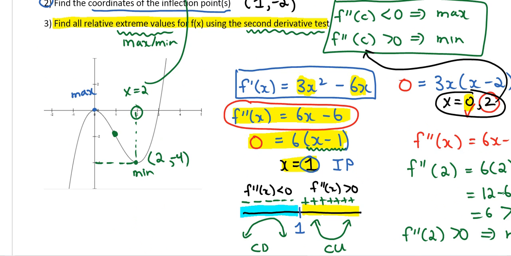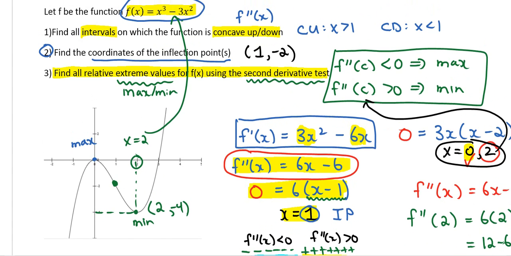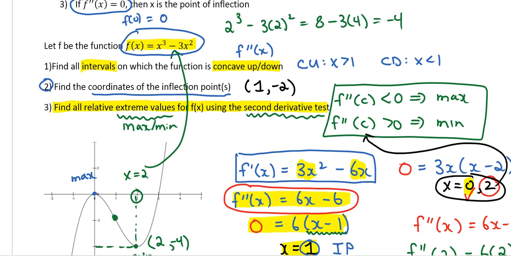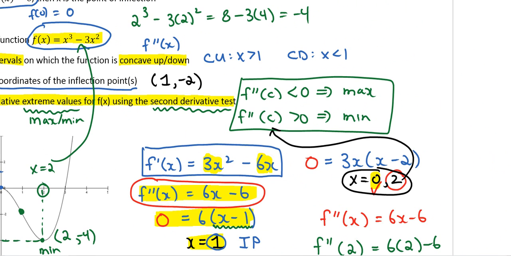All right, so there you go. That completes the problem for the very first question. For the very first question, we were just using the second derivative to find where we were concave up and concave down, and we also found our inflection point, and we also verified that we had a maximum or minimum value using the second derivative test.